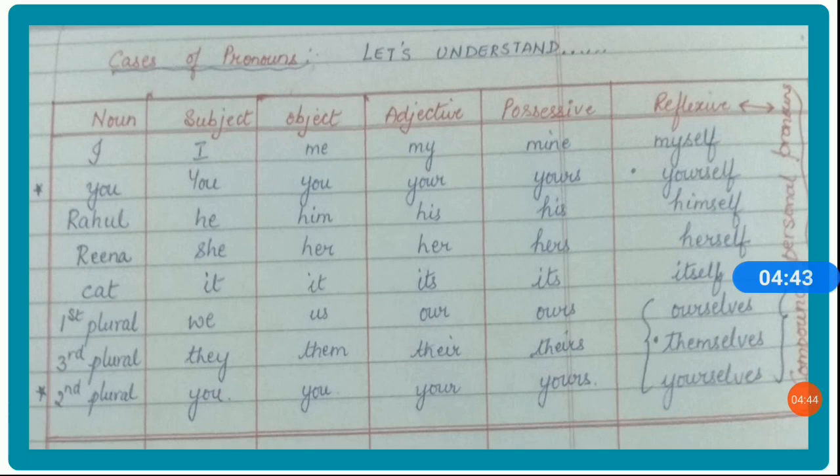And then we have first person plural, that is I and another person with me. So it becomes two people in the first person place. That is a plural first person pronoun. That is we.